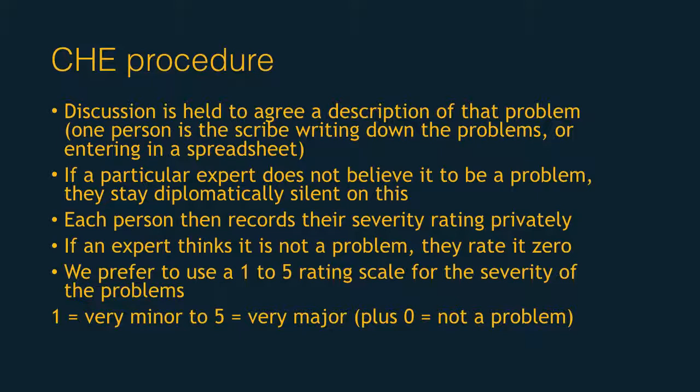And sorry, to go back, everyone rates the problem privately. Now, it could be, and this happens not that often, but relatively often, that one evaluator might think, well, this isn't really a problem at all. I think the users will understand this. Whereas someone else might think, oh, well, I think this is pretty major. I'm going to give it a 4. So then you don't reveal initially your ratings to each other, and the expert who thinks it's not a problem simply gives it a rating of 0. So you go through the interface.